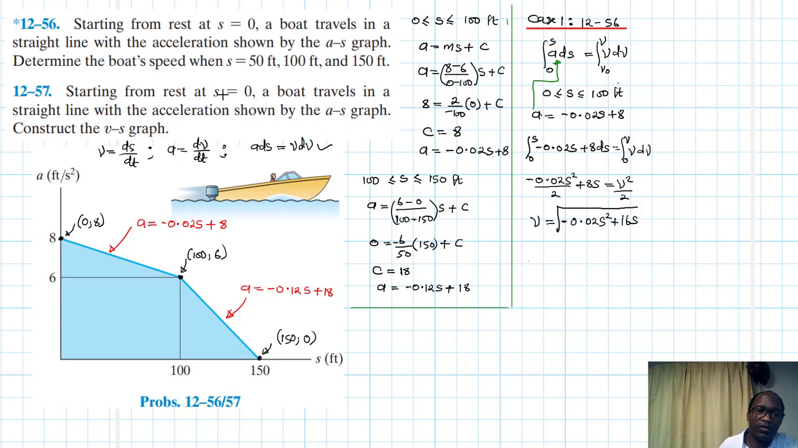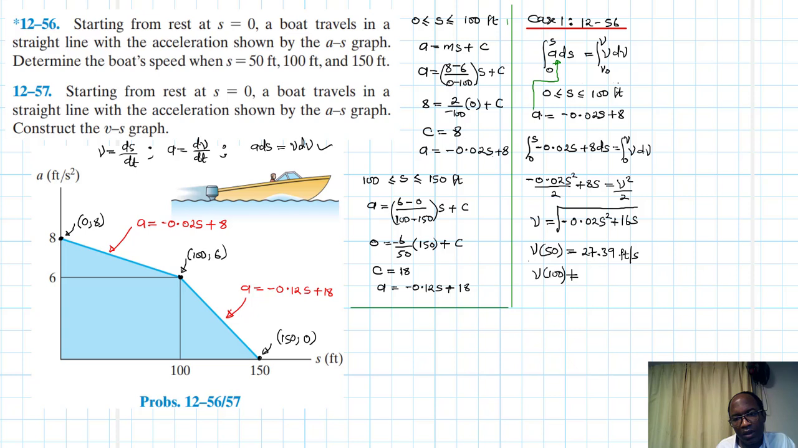So now let's find the values at s equal to 50 and 100. So v at s equal to 50, let's plug in that value: the square root of minus 0.02 by 50 squared plus 16 by 50. We have square root of 750, 27.39 feet per second.